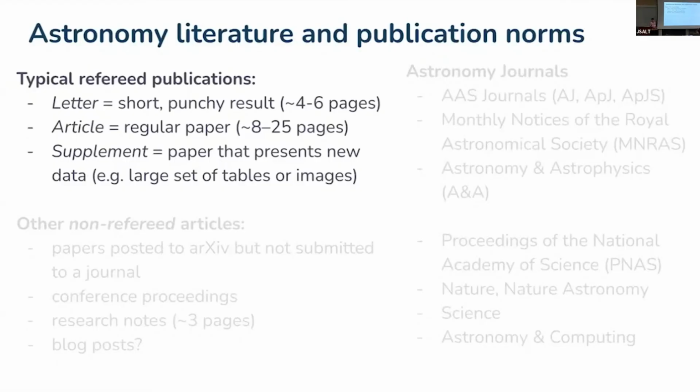But they often will present a large set of tables or images, and they present a lot of the systematic things that you need to know about that data set. These are the main typical ways that the astronomy literature is organized.